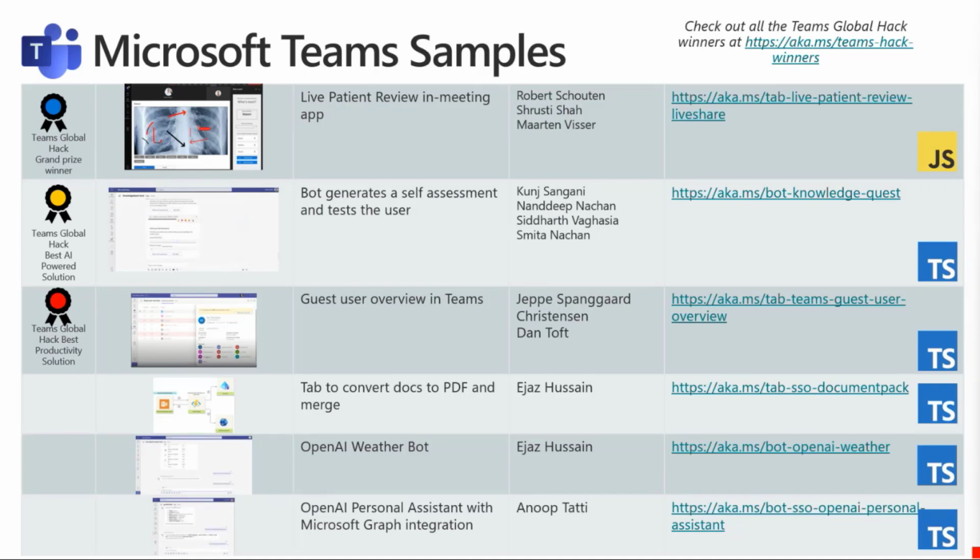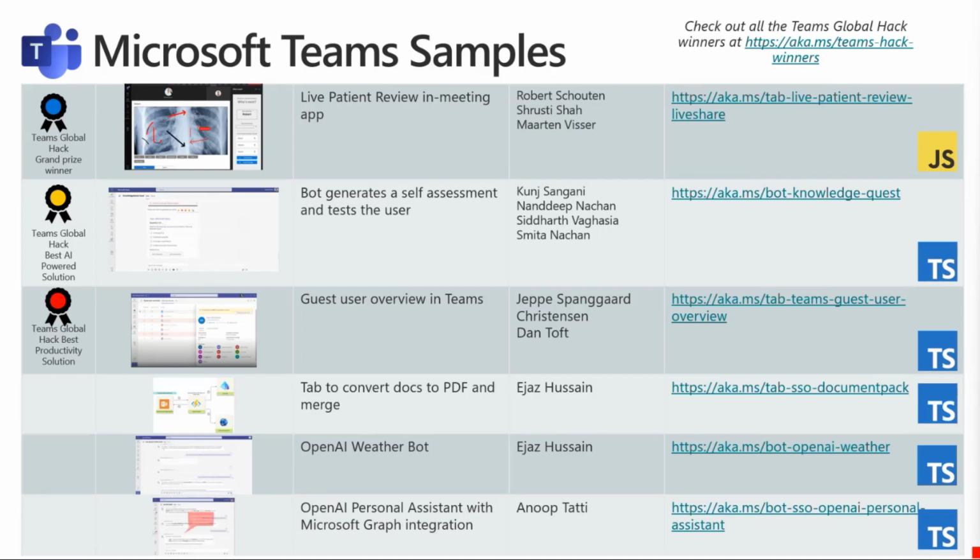But that's not all. We actually got 3 more samples in this week. 2 from Ijaz Hussain. The first one converts documents to PDF and merges them into one big document. And the second one is a bot that uses OpenAI to answer questions about the weather. We all like talking about the weather. Well, this uses the Open Weather API, so it actually knows the weather, and then OpenAI can understand and compose the bot messages. It's amazing.